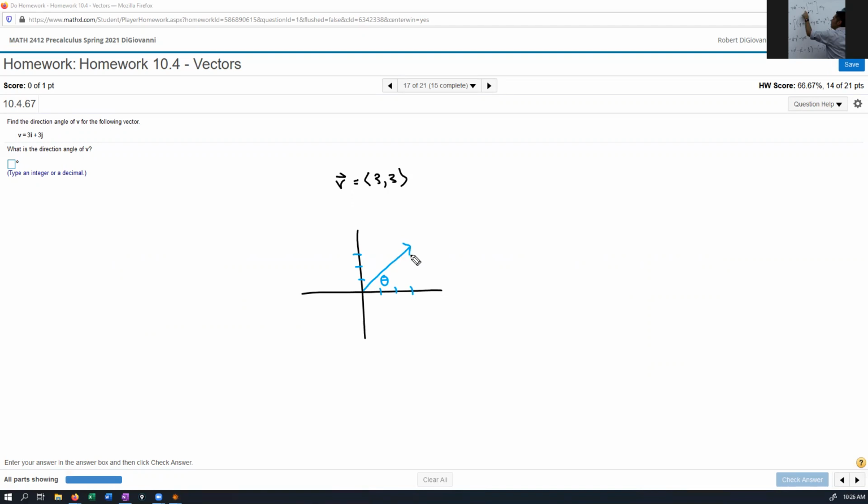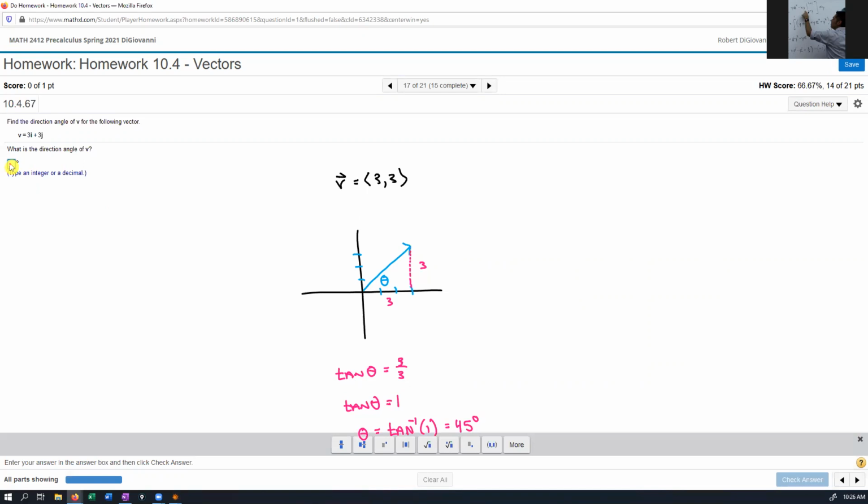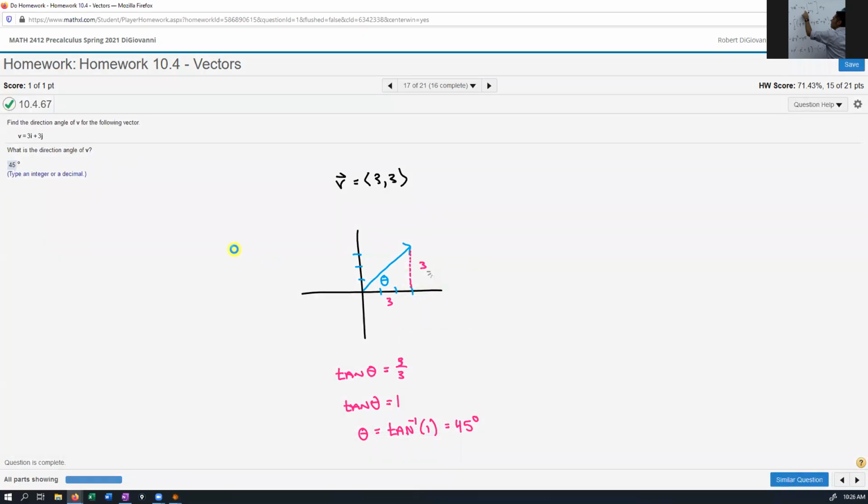But if it were not that case, what we would do is we'd say, okay, this is 3, this is 3, and then we're trying to find this angle. So we know that tangent of that angle is equal to 3 over 3 because it's opposite over adjacent. So that means tangent of theta equals 1. And if we do inverse tangent on both sides of this, we get inverse tangent of 1, which on our calculator would give us 45 degrees. And that verifies what we thought from the beginning. So 45 degrees and done. Hopefully the next one will be a little different.